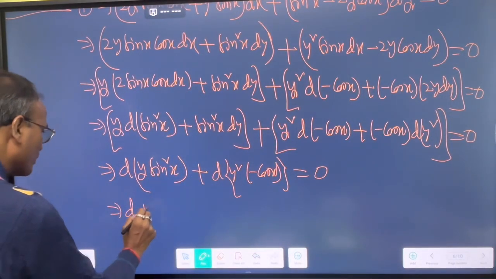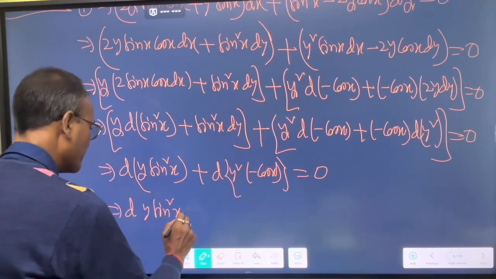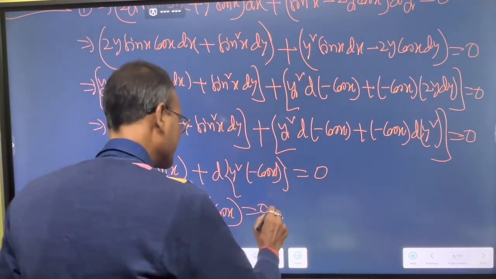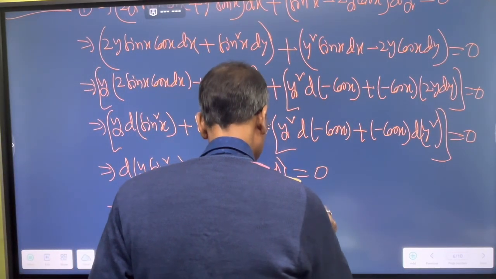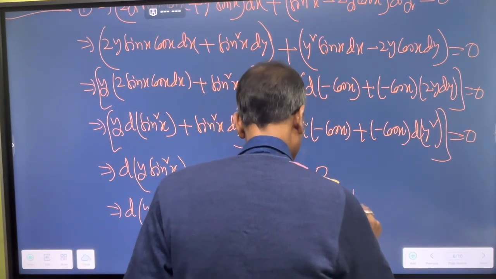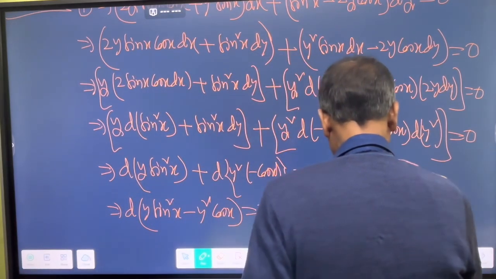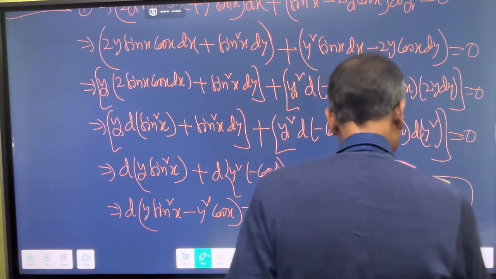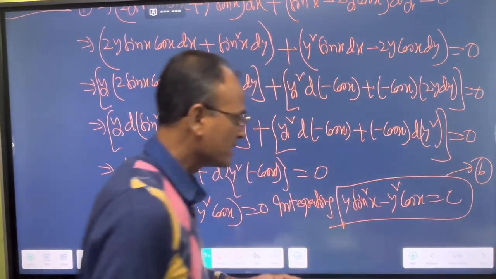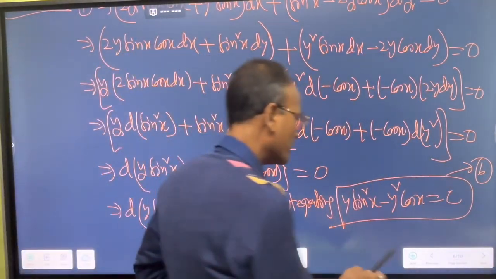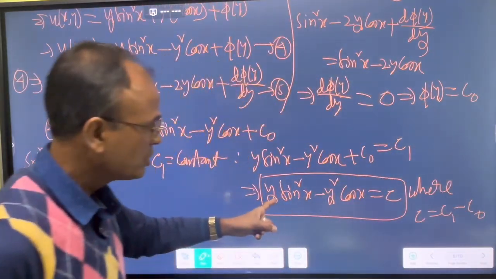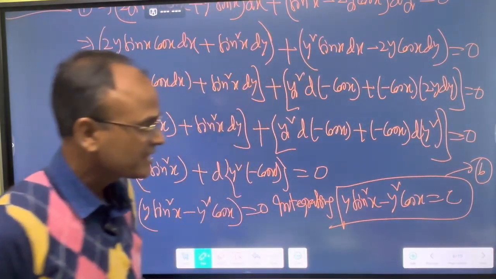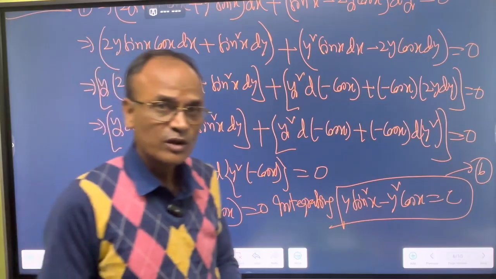Or you may write d of y sin square x minus y square cos x is equal to 0. Integrating, y sin square x minus y square cos x equal to c. Suppose this is number 6. In method 2 also, as in method 1, y sin square x minus y square cos x equal to c.